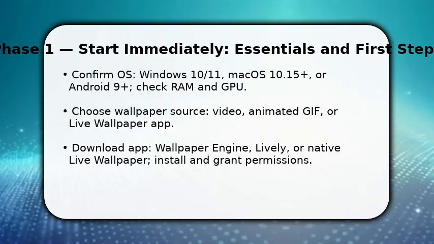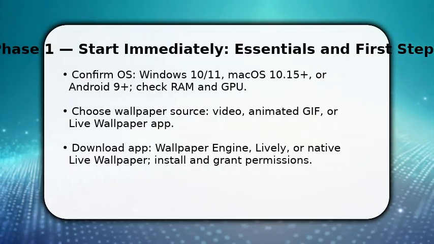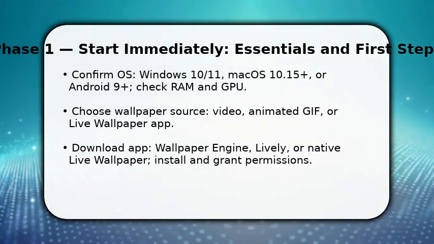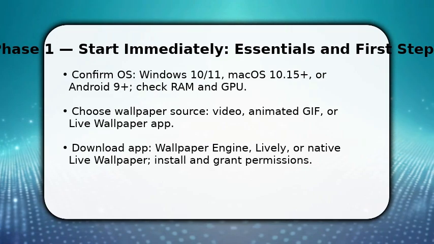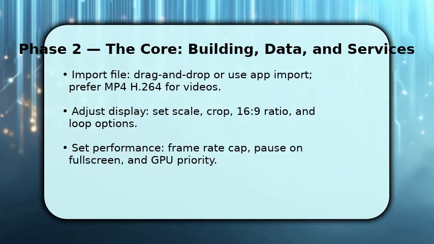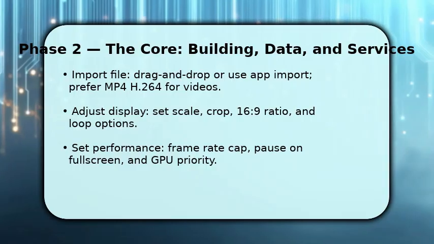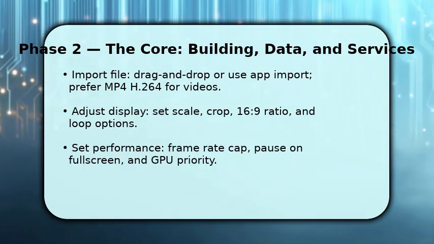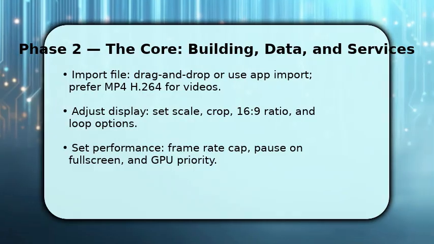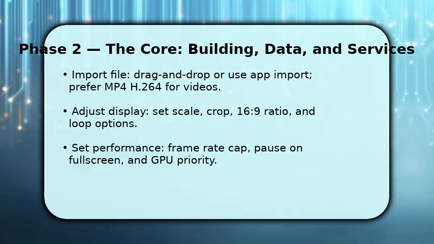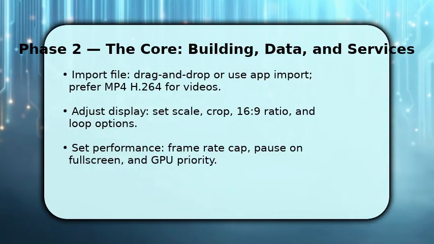Now open the app and locate the Import or Browse option so you can add your chosen asset and begin configuring resolution and loop settings. Once your app has the asset, import it, drag and drop, or use the app's import dialog. You should pick MP4 H.264 for best compatibility. GIF works but can use more CPU.